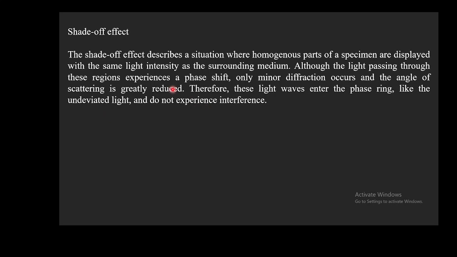Therefore, these light waves enter the phase ring like the undeviated light and do not experience any interference. So basically what they are saying, if your object is having uneven thickness, then the homogeneous part, I am saying the even thickness or the homogeneous part, what will it cause? The homogeneous part, you can consider it like a cytoplasm, so it will not deviate the light. Okay, so you will get the brightness in case of the positive contrast microscope. In case of the negative contrast microscope, you will get the darker image. Okay, that's what they are saying.